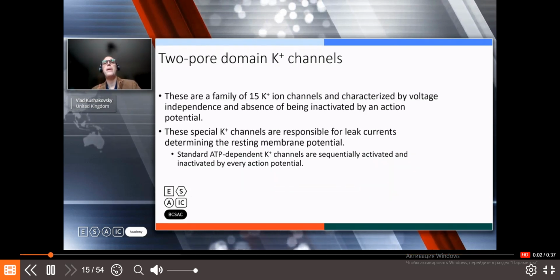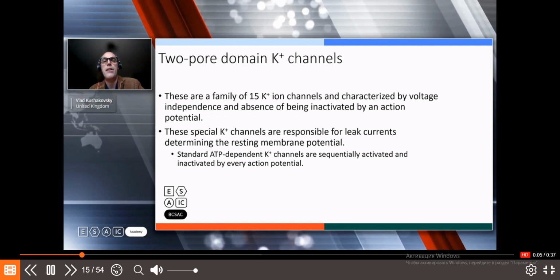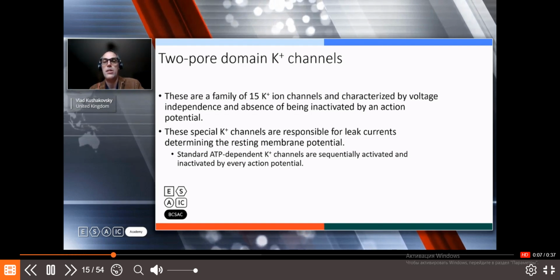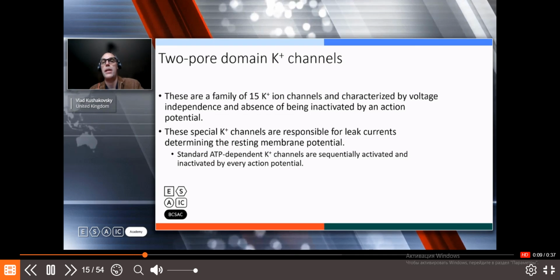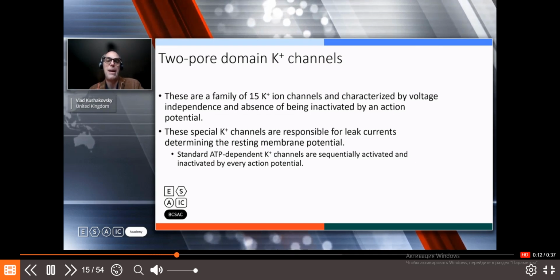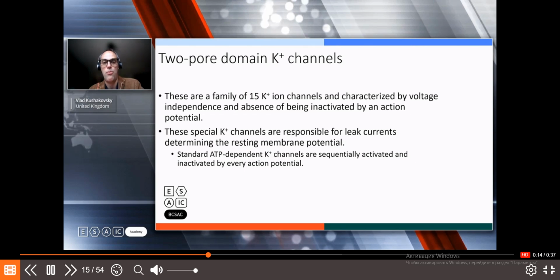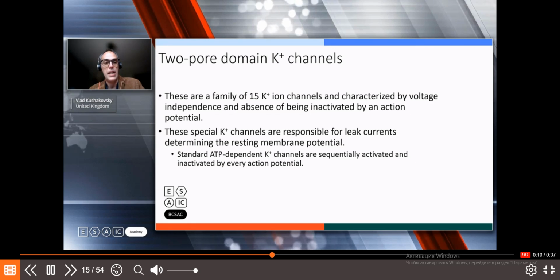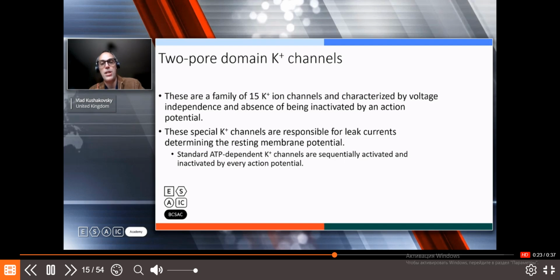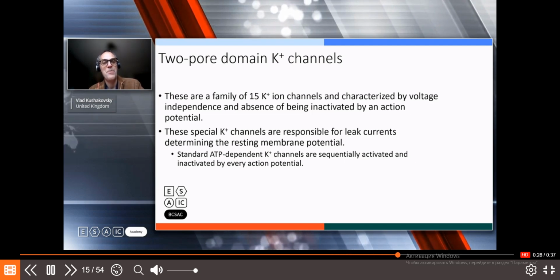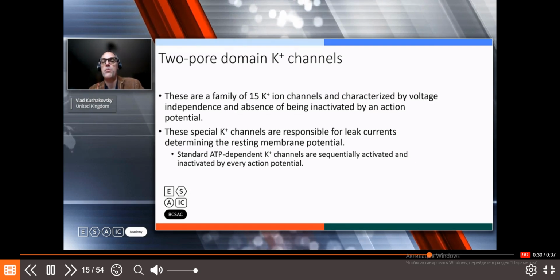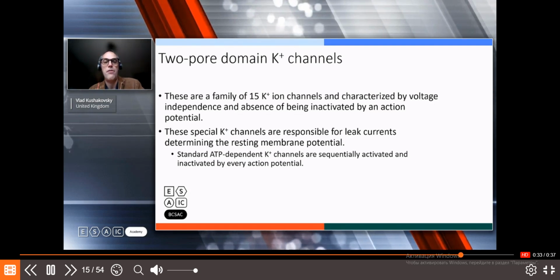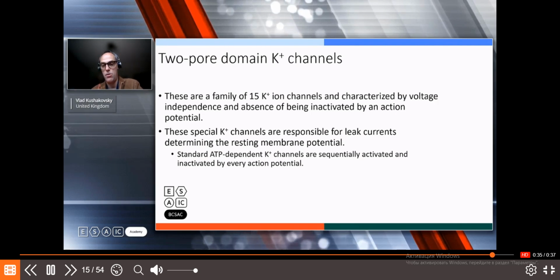So 2-pore domain potassium channels are a family of 15 potassium ion channels, and they are importantly characterized by voltage independence and absence of activation by an action potential, which is in direct contrast with standard voltage-gated potassium channels, which are sequentially activated and inactivated by action potentials. These special potassium channels are responsible for leak currents, determining the resting membrane potential.